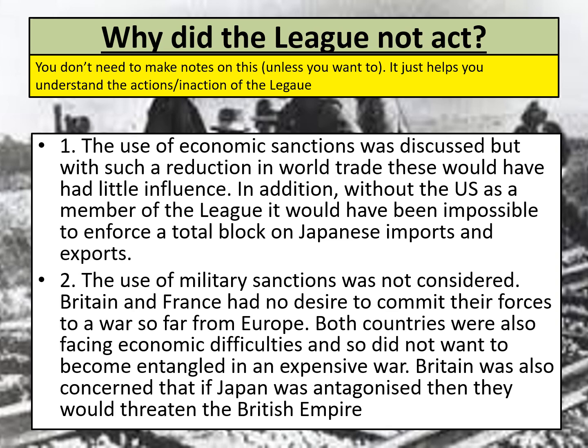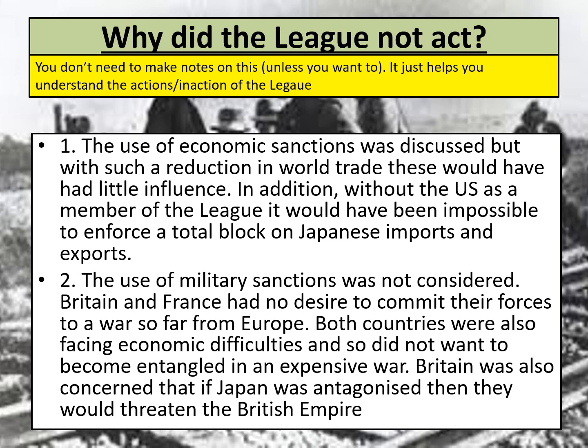Now, they could have gone further. After the moral sanction didn't work, they could have then developed it into an economic or military sanction. Now, they did actually discuss the economic sanctions, but at this point, with that reduction in world trade, with the fact that everybody had been hit so badly by the Great Depression, most people didn't want to do this. In addition, without the USA as a member of the League, it would have actually been impossible to enforce a total block on Japanese imports and exports, so people believed it wasn't really worth it if you didn't have the main trading nation that was also backing you.